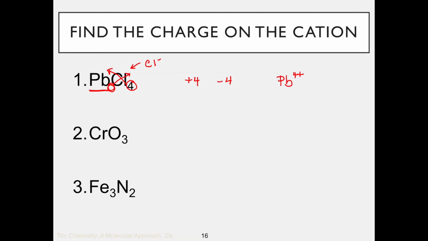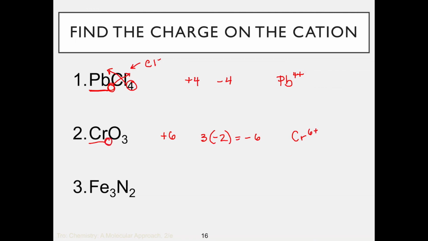So on the next one, we have chromium and we have oxygen. We know each one of those oxygens is worth -2, and we have 3 of them. So there is a total -6 charge on that set of atoms, a total -6 charge in that molecule. And then we only have 1 chromium here. So since we only have 1 chromium, that chromium must be +6 to balance out all of those oxygens. So we have Cr6 plus.